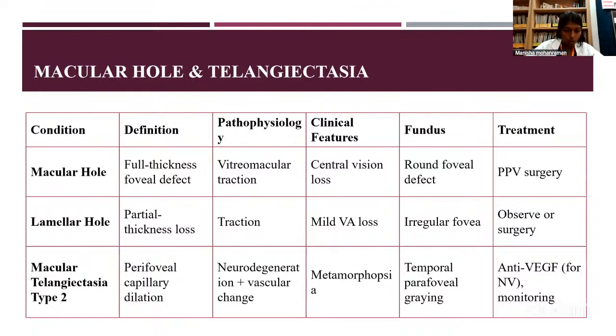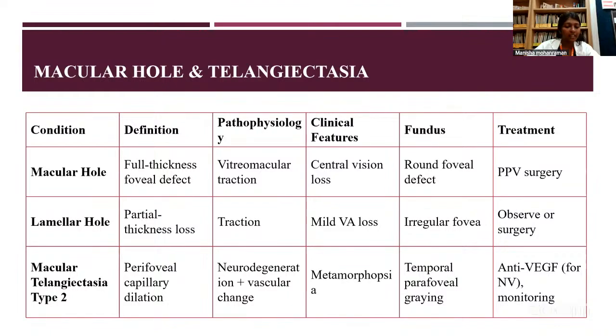Next is lamellar hole. It is a partial thickness hole that occurs due to traction. The patient will have mild vision loss. The fundus changes include irregular fovea. The treatment is observation or surgery.